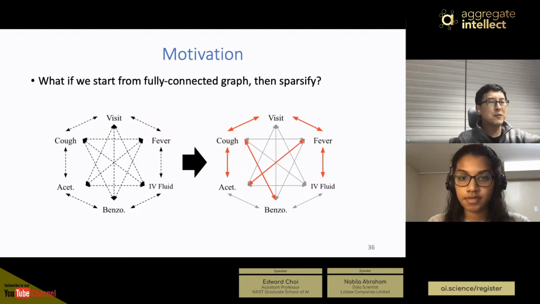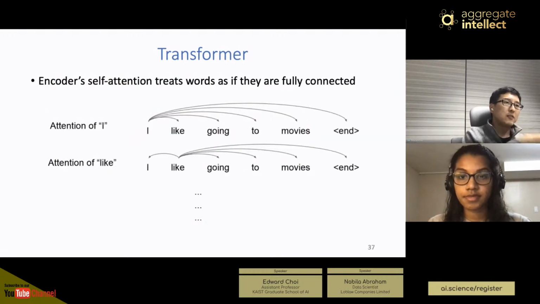After I heard this idea, I thought about the connection between self-attention and the fully connected graph, borrowing the concept from the transformer. Assume the input sentence is "I like going to movies" followed by a terminal symbol. In self-attention, the word "I" is attending to all the other tokens in the sentence. Then "like" is attending to all the other tokens, and "going" too, and you repeat the process for all the tokens. So you have n squared edges, n being the number of tokens, which is basically saying that transformer self-attention assumes that everything is connected.